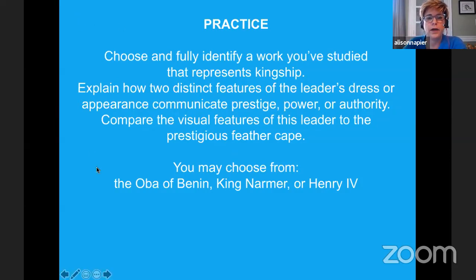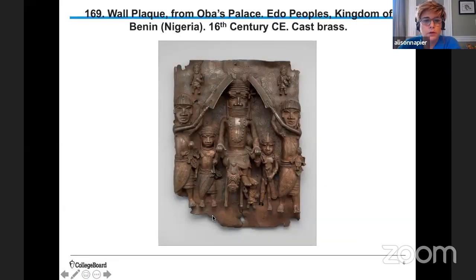So we have to talk about the distinct features of the leader's dress and how that communicates prestige, power, or authority. And we're going to talk about visual features of this and kind of think about it in conjunction with the feather cape. So for my choice, I went with the Oba of Benin because I thought that that was a great option that John gave. So here you see it.